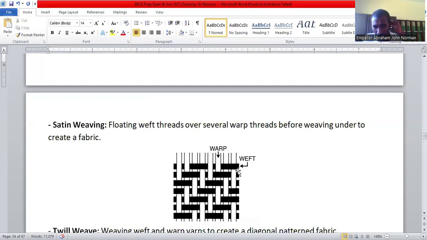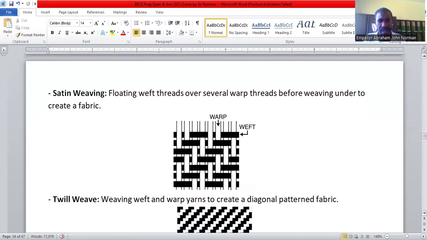So that is how the satin weave looks. This is the kind of pattern that is created at the end of the day. So it is either two or more, it is floated over two or more weft and warp yarns before weaving under, in that order. That is a satin weave.